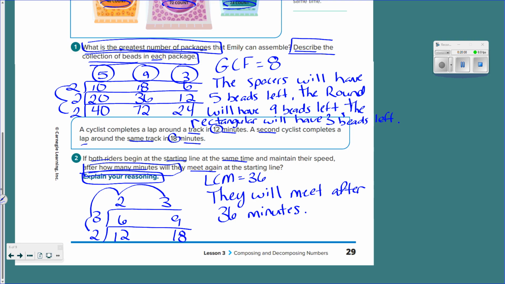Yes, question? So they'll meet after 36 minutes. You're saying because it doesn't explain your reasoning. So yes, in a case like this, your work can show your reasoning. Okay? Yes?